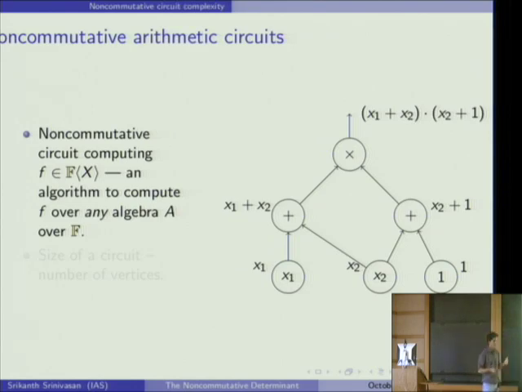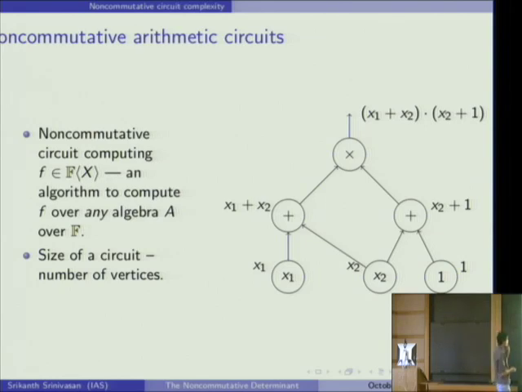So to have a non-commutative circuit is kind of harder than having an algorithm that works over 2 by 2 matrix algebras. That's the point I'm trying to make here. Okay. So now, as usual, we want to measure the efficiency of such an algorithm using the size of the circuit, which is simply the number of vertices in this directed acyclic graph.